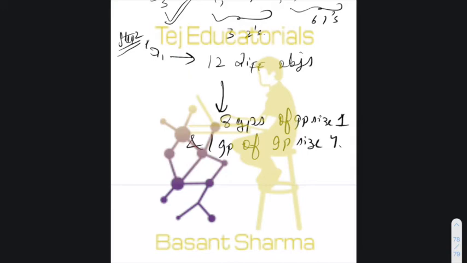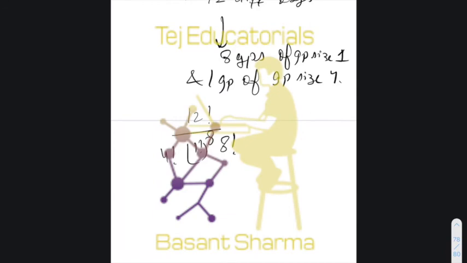So step 2 is you have 12 different objects, you want to form 8 groups of group size 1 and 1 group of group size 4. So how many ways are there? There are 12 factorial upon 4 factorial, 1 factorial to the power 8, and there are 8 groups of group size 1, so 8 factorial. This is corresponding to D1, so call it N1.